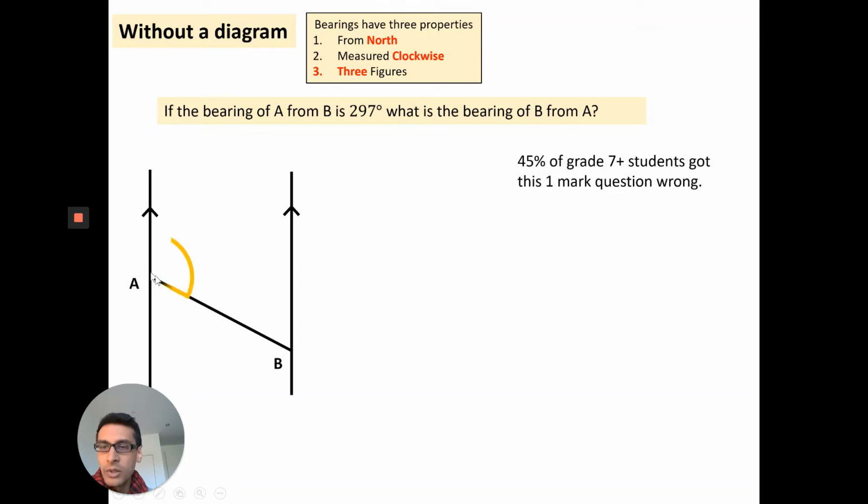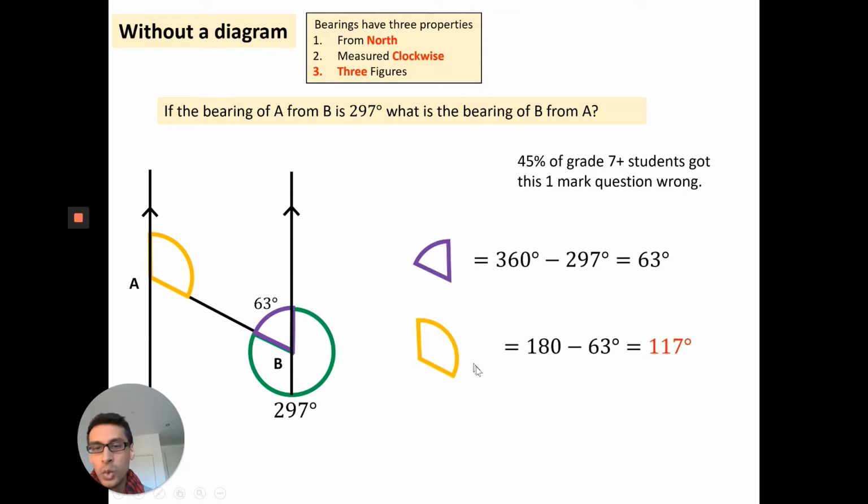Now label the angle I know. Well, I know that this is 297, and I'm looking for this angle here. So I do 360 take away 297 is 63, and then the co-interior angle will be 180 take away 63, 117 is what you get. So it's a very easy question to get wrong if you're not paying attention.